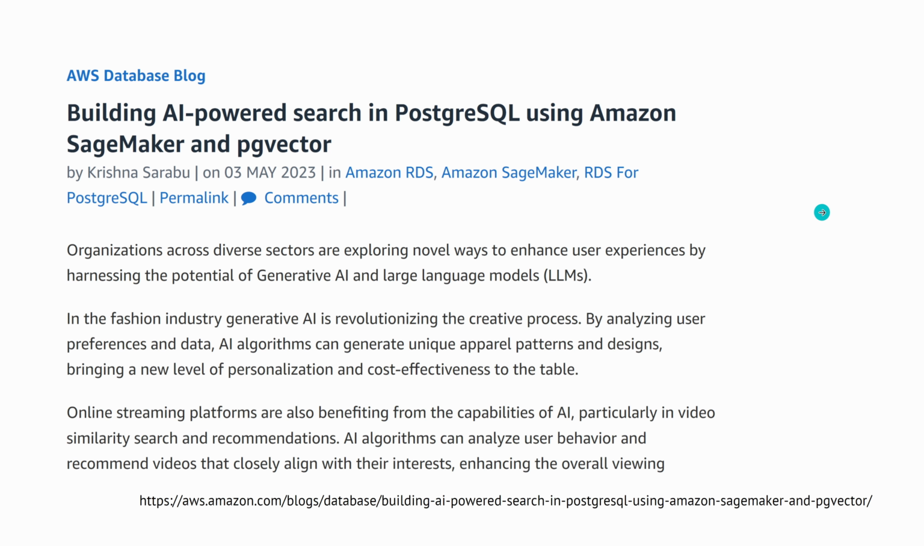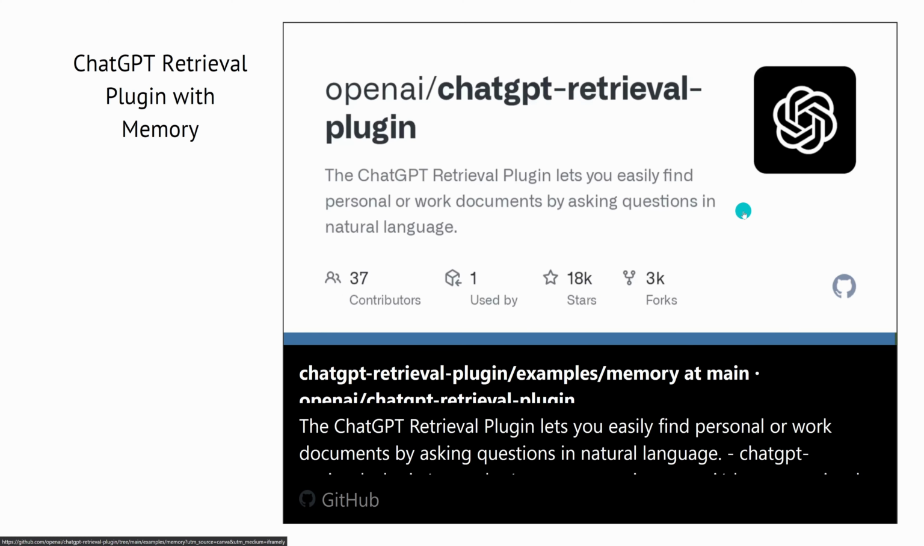But of course, let's look at other market players. You go here to AWS, and this is from May 2023: building AI-powered search in Postgres using Amazon SageMaker and pgvector. Now, what a coincidence that more or less this is rolling out over our three big players, Microsoft, AWS, and Google. Diverse, yes. Have a look if you're interested.